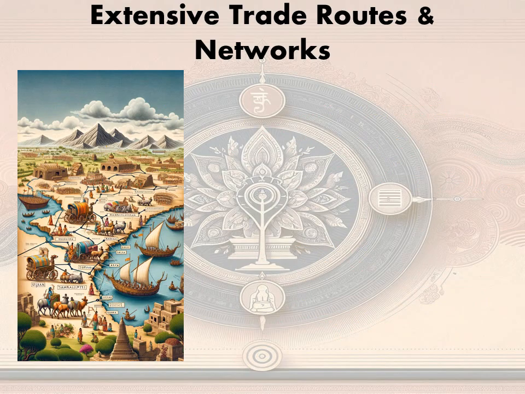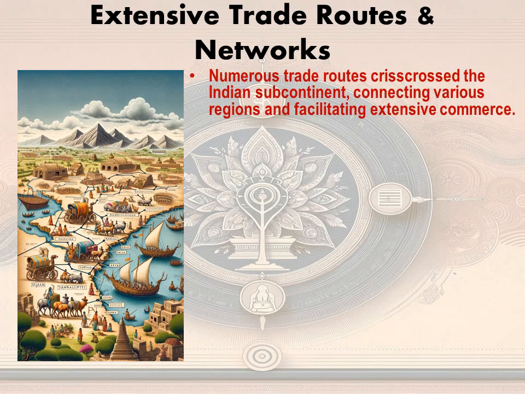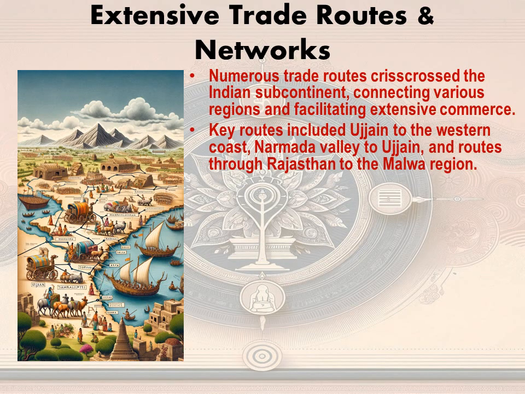Now, extensive trade routes and networks. What were the main trade routes and how did the networks function through those routes? Numerous trade routes crisscross the Indian subcontinent, connecting various regions and facilitating extensive commerce. So, there was not a single trade route, numerous cities and places used to be connected through different routes. Key routes included Ujjain to the western coast, Narmada Valley to Ujjain, and routes through Rajasthan and Malwa region. These were mainly the land routes.